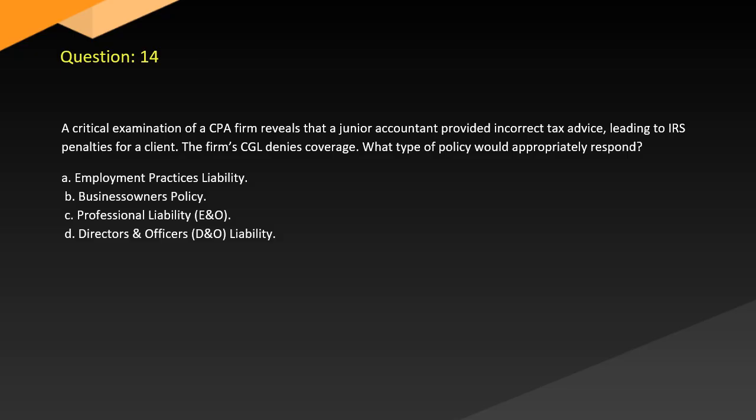Question 14. A critical examination of an E&O firm reveals that a junior accountant provided incorrect tax advice, leading to IRS penalties for a client. The firm's CGL denies coverage. What type of policy would appropriately respond? A. Employment practices liability. B. Business owners policy. C. Professional liability, E&O. D. Directors and officers, D&O, liability.